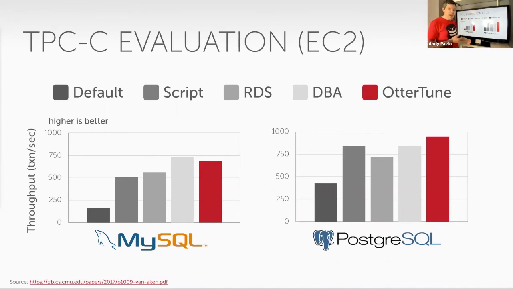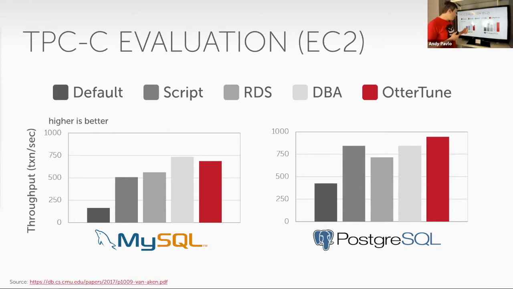And then for the DBAs, for MySQL, we have the top MySQL DBA from Facebook, who's very expensive. And for Postgres, it was a DBA from the Wisconsin court system, which is a big Postgres shop. And then, of course, the last one is with OtterTune. So the main takeaway from these two graphs is that OtterTune can match or exceed what the human DBAs can do without having to pay for a human to do this.